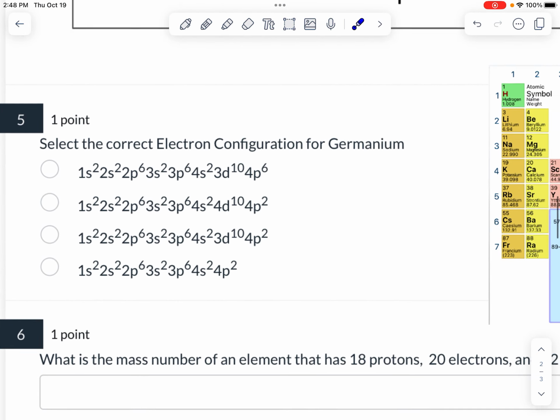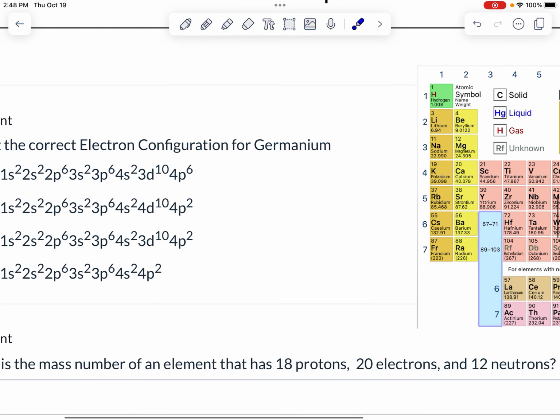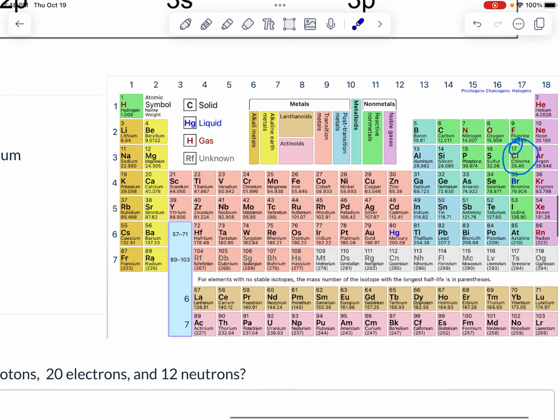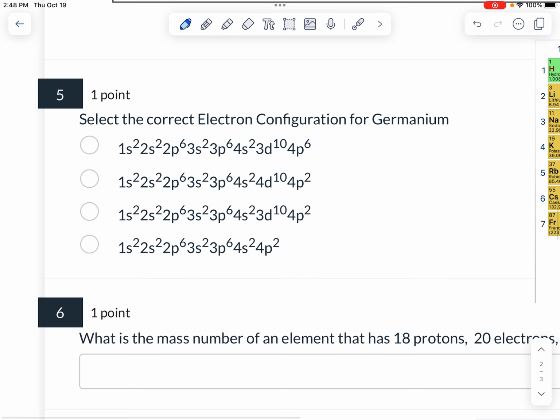Okay, number 5. What is the correct electron configuration for germanium? Okay, so germanium is right here. So it has 32 electrons in it, okay? All right, and then going in order on your electron orbital diagram, you should remember that they all start with 1s2, that's correct. They all go to 2s2. They all go to 2p6, they all go to 3s2, they all go to 3p6, they all go to 4s2, and then right here is where we need to start paying attention.